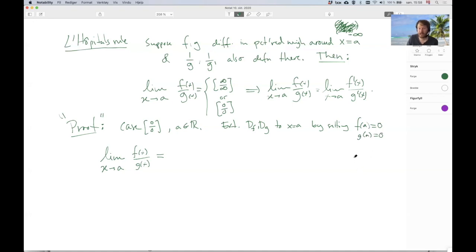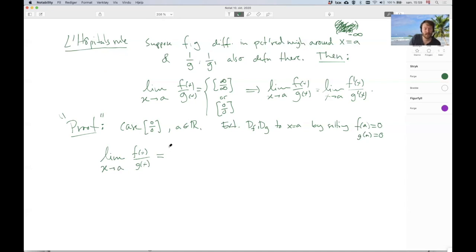What does that mean? If these guys were not defined there to begin with, they may be, but we had no guarantee for it. We now extend them to this point and we put them equal to 0 at this point. Strictly speaking, we should change the symbol here of f and g since we now changed our functions. If you want, put a tilde over them. I don't care. But let's just abuse notation and say that we have now extended the domains of these guys.